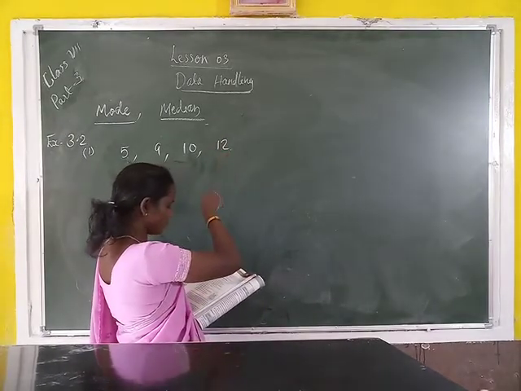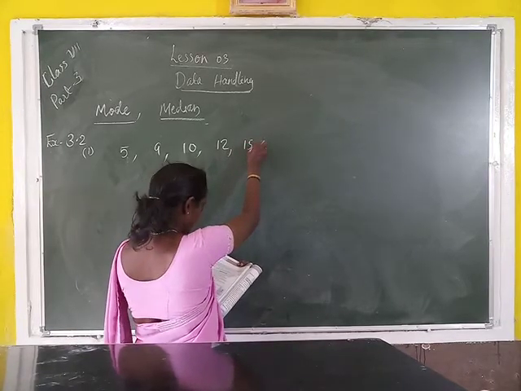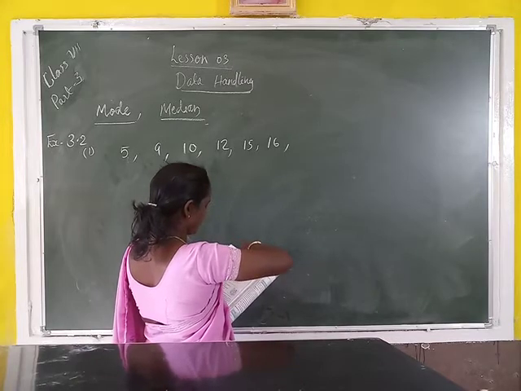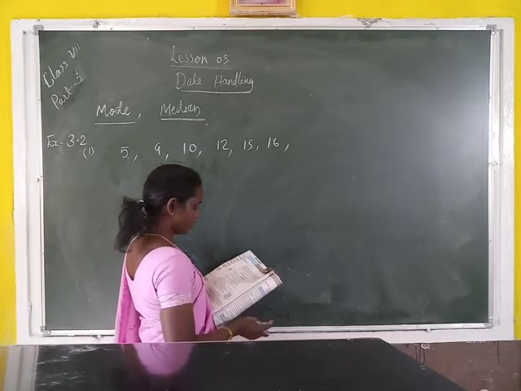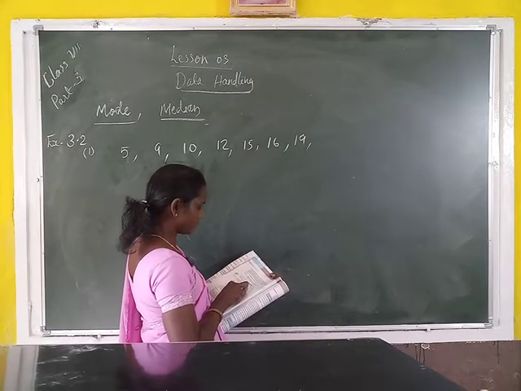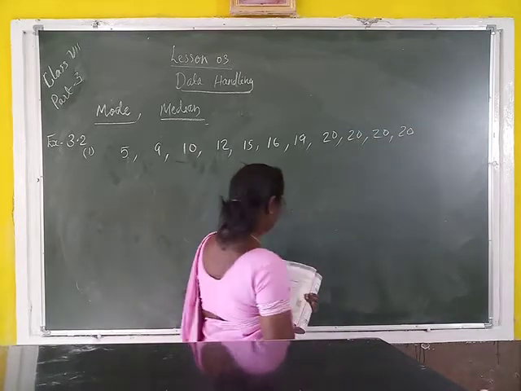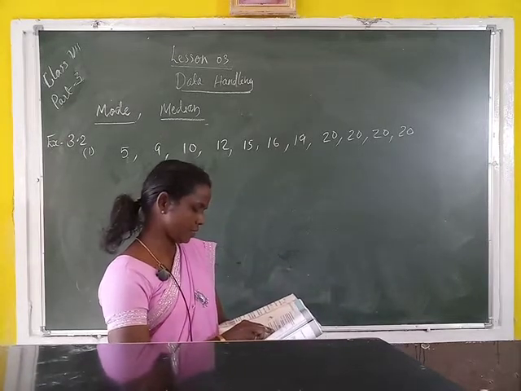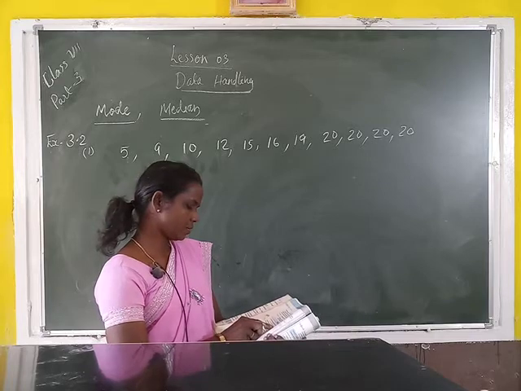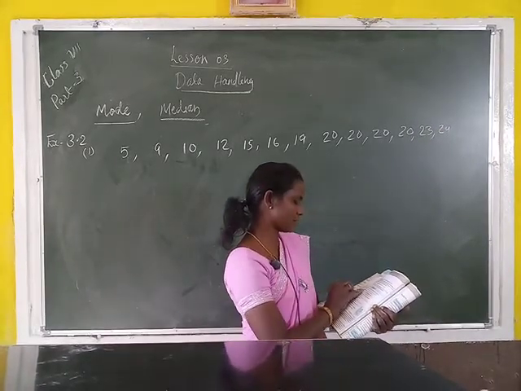After 12, 13 is not there, 14 is not there, then 15. 15 only one time, then 60. After that, 17 is not there, 18 is not there, then 19. 19 also only one time. The next number 20, 20 repeats 1, 2, 3, 4 times. So you write 20 four times. Then after 20, 21 is not there, 22 is not there. Then 23, only 1 time. Then 24, also only 1 time. Then the next, 25.